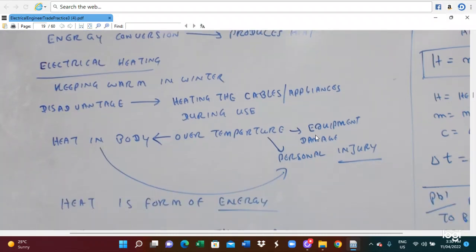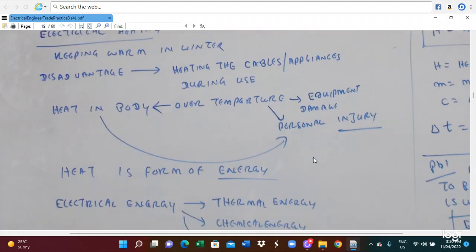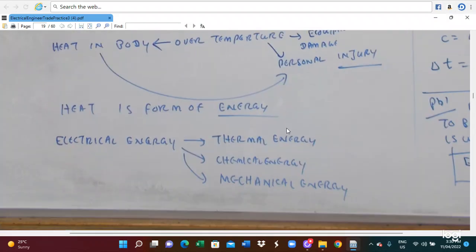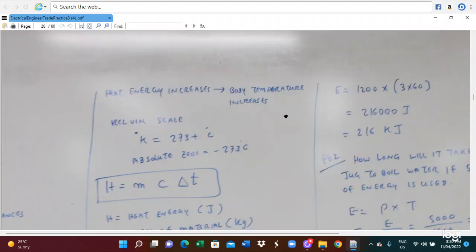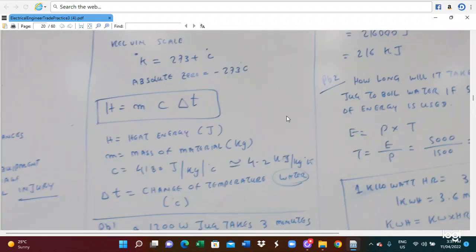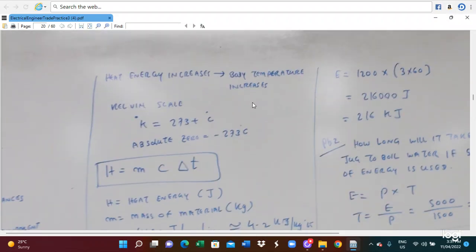When over temperature or heat in the body happens, it can cause personal injury, and in the meantime equipment damage can happen. Over temperature can cause personal injury. Heat in the body also causes personal injury. So heat is a form of energy. Electrical energy can be converted to thermal energy, chemical energy, and mechanical energy. As the heat energy increases, body temperature will increase.